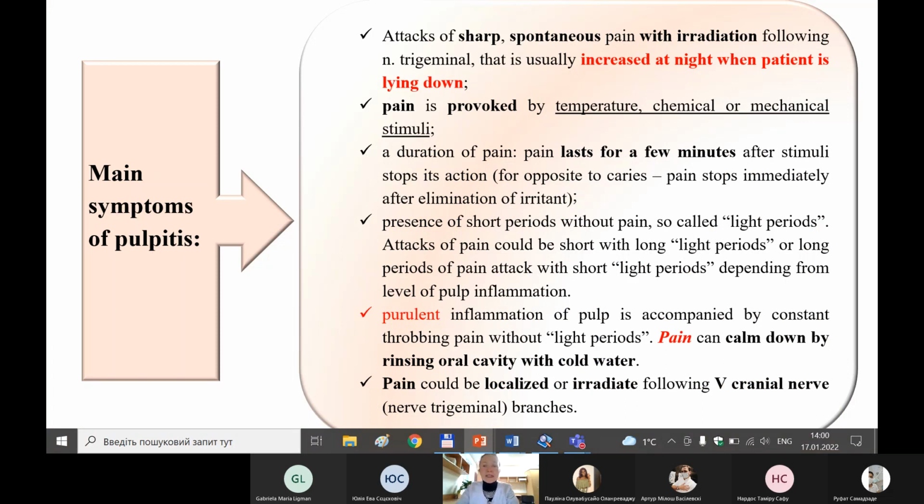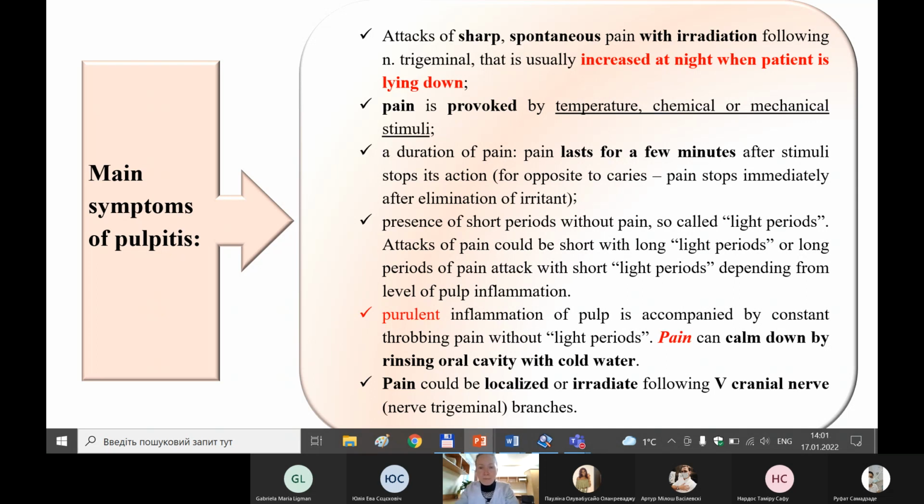The main symptoms of pulpitis can be grouped, and they are as follows. Attacks of sharp, spontaneous pain with irradiation following the trigeminal nerve, usually increased at night when the patient is lying down. Pain is provoked by temperature, chemical or mechanical stimuli. The duration of pain is usually long-lasting. It lasts a few minutes after the stimulus stops its action. Opposite to caries, where pain stops immediately after elimination of the irritant.